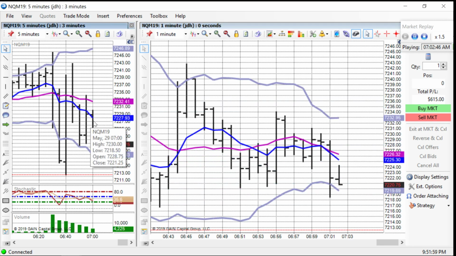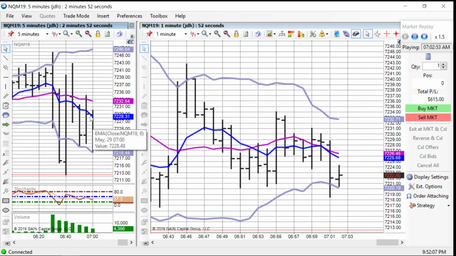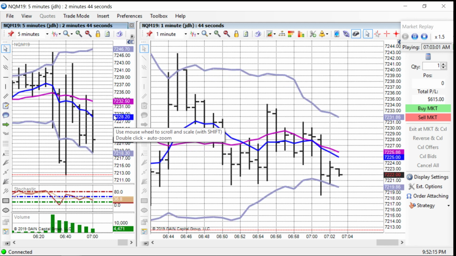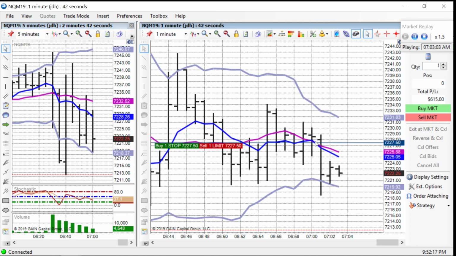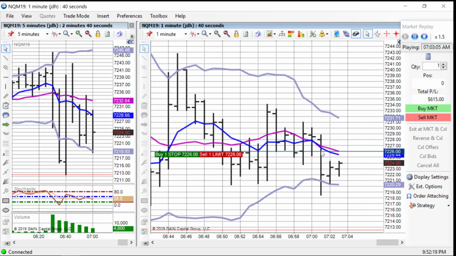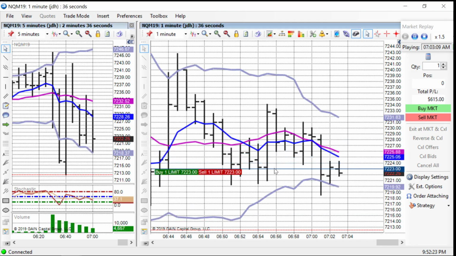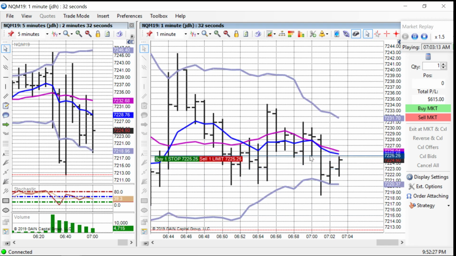But I was able to stay out of it by just sticking to the signals I'm seeing on the 5-minute chart. Ideally, I should have gone short at around 72.29 here, but I was seeing conflicting signals on the 1-minute chart, so I had to wait till there was an agreement before taking the trade, which is a breakthrough of support here.